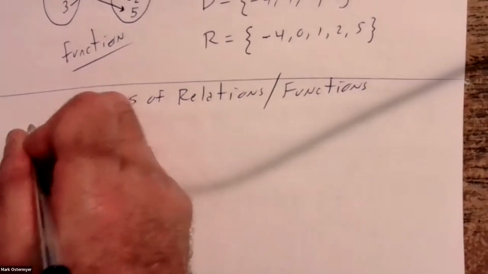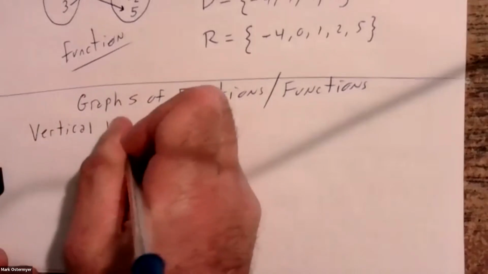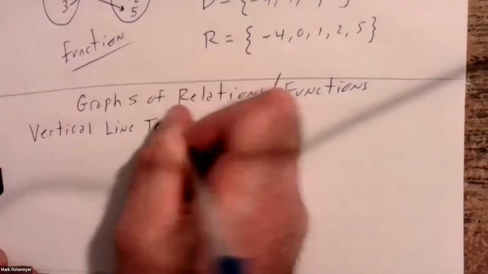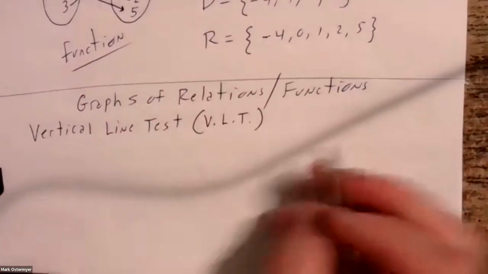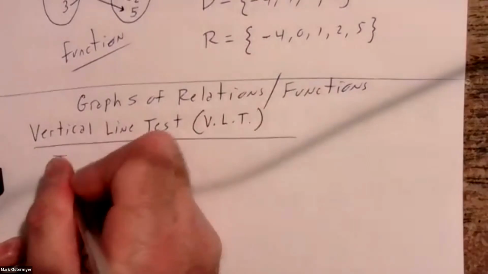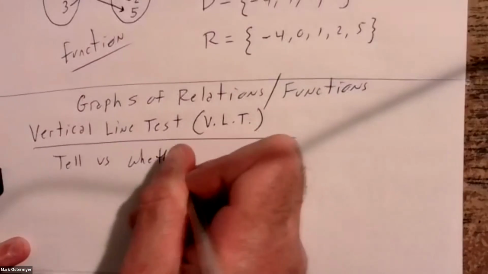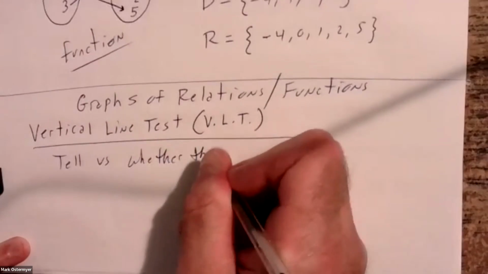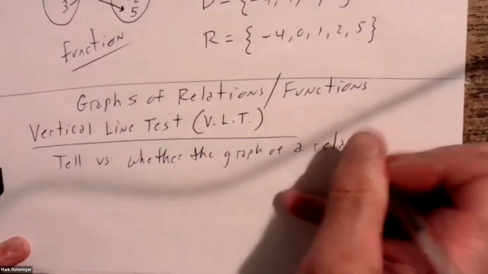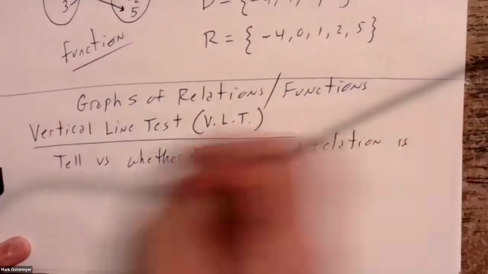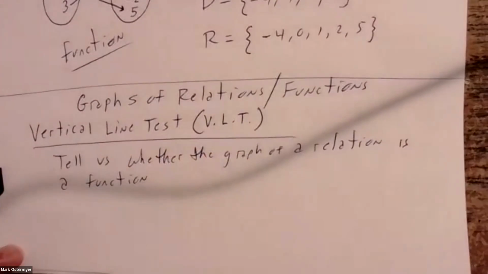Well, we have a test. It's called the vertical line test. The vertical line test, abbreviated as VLT, can tell us whether the graph of a relation is a function. That's what it's designed to tell us.